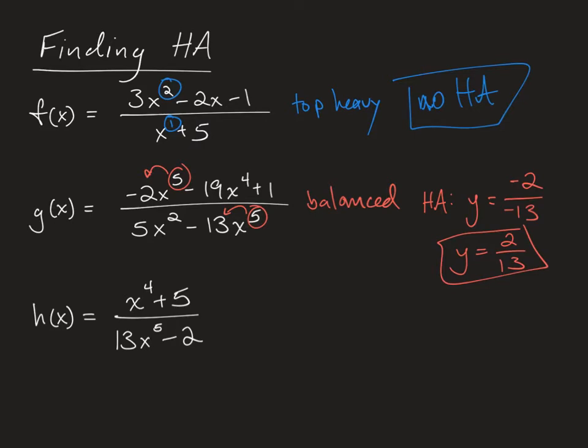In the last example down here, we have a 4 degree in the numerator and a degree of 5 in the denominator. And that is what we would call bottom heavy. And if a rational function is bottom heavy, the horizontal asymptote is y equals 0.